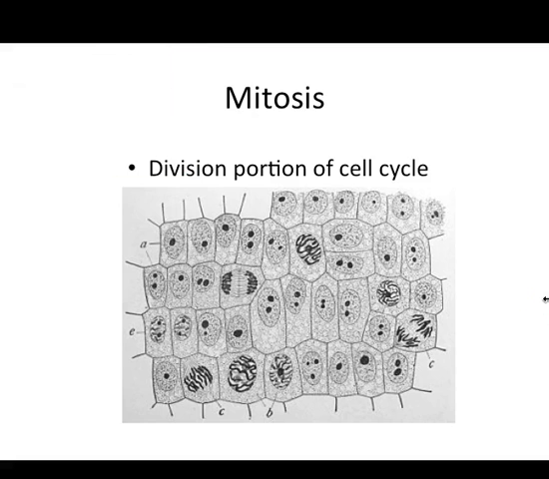In mitosis, we have a picture here of an onion root tip, and you can tell that most of the cells are the box-like shape. The large circle is the nucleus, and the dark circles inside are the nucleolus. And you can tell that most of the cells are actually in interphase.